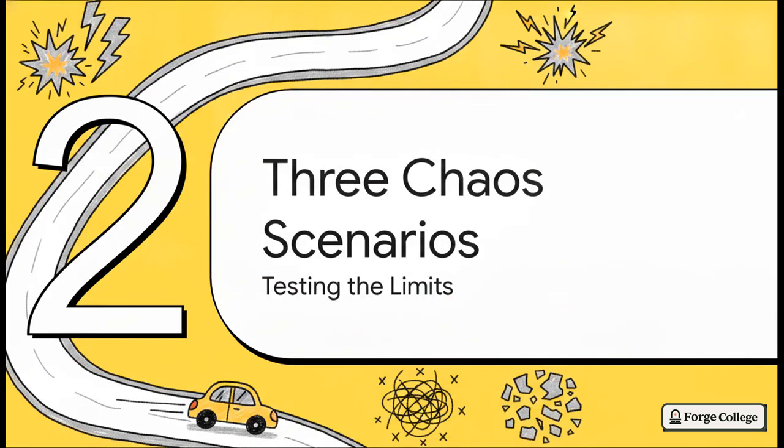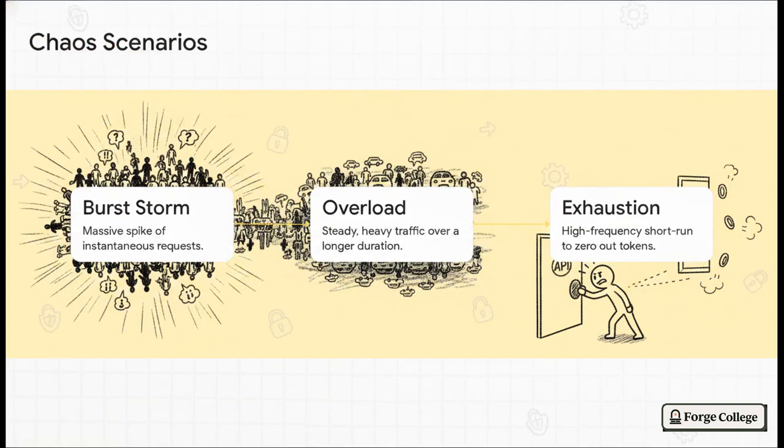Moving right along to Section 2, the 3 chaos scenarios. Our test vehicle is fueled up, so let's take it to the track. We're going to subject the API to 3 highly controlled scenarios. Basically, we've got the sudden flash mob, the heavy ongoing crowd, and the one overly persistent guest.